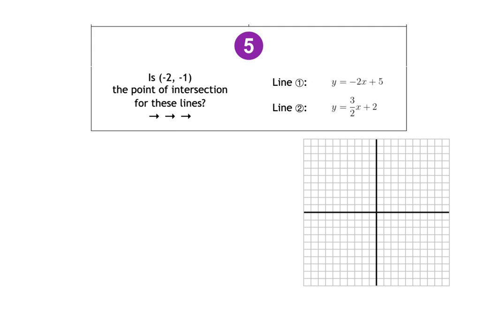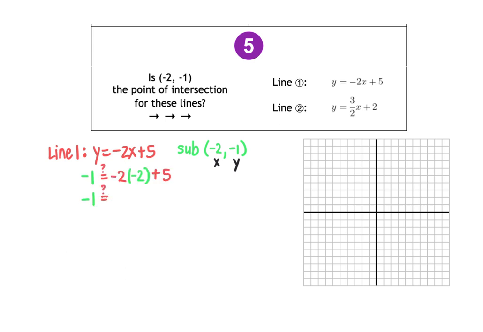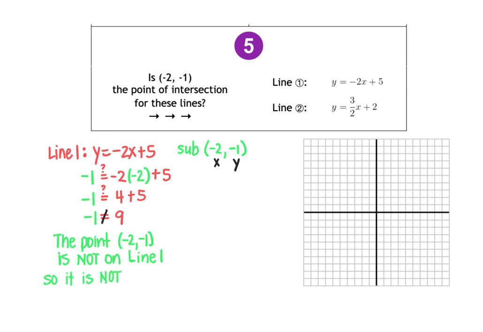Question number 5 asks us if the point -2, -1 is the point of intersection for these lines. Let's check if the point satisfies the lines. Let's begin with line number 1. If we sub the -2 in for the x and the -1 in for the y, we'll see that we wind up with -1 and questioning if it's equal to 4 plus 5, because -2 times -2 is +4. And since -1 is not equal to 9, we know that the point -2, -1 is not on the first line. And since it's not on the first line, this means that it cannot be the point of intersection.